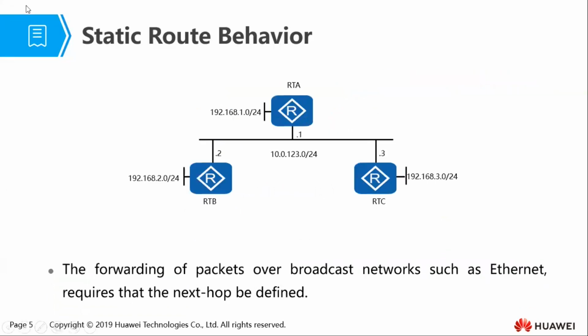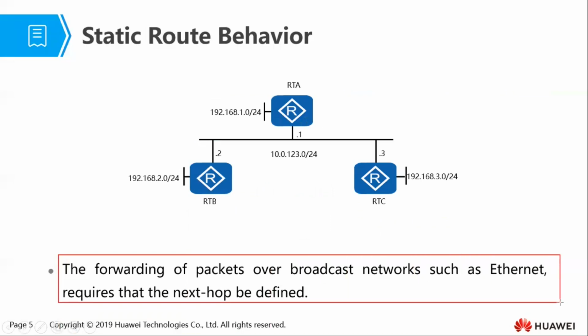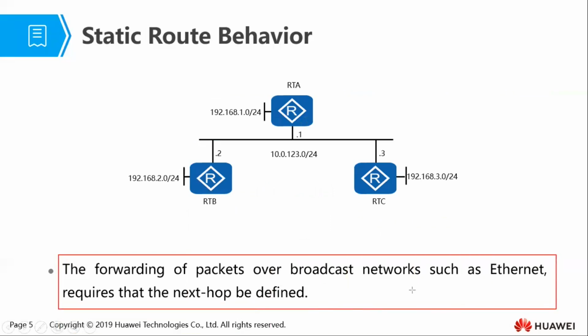So let's see that in practice. I've already explained in the previous slide that forwarding of packets over broadcast networks such as Ethernet requires that the next hop must be defined. If we want to come to this from RTA, you must define the next hop so that it is forwarded to that next hop. Otherwise, it will also come here, and it will not be processed. So you must define the next hop.